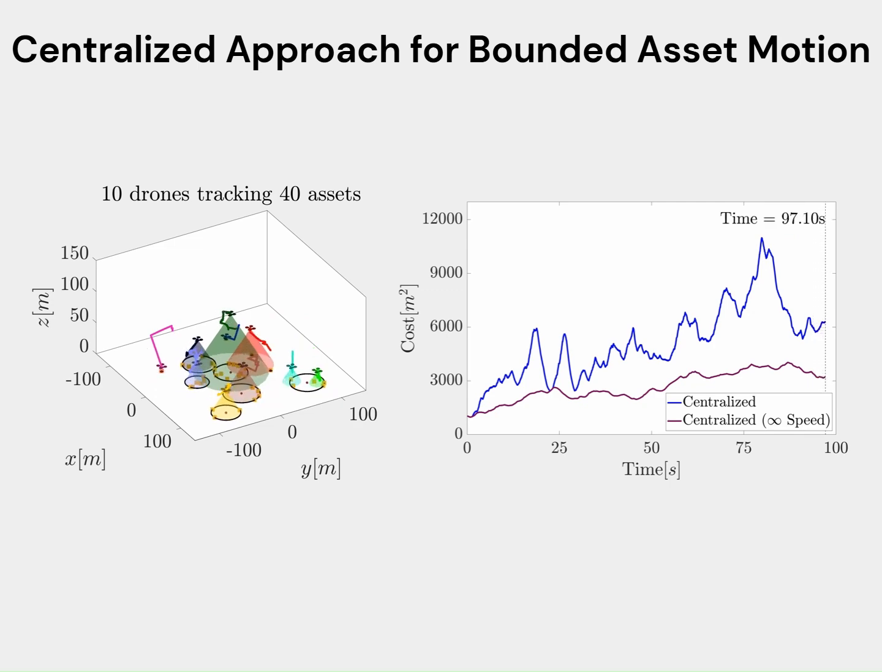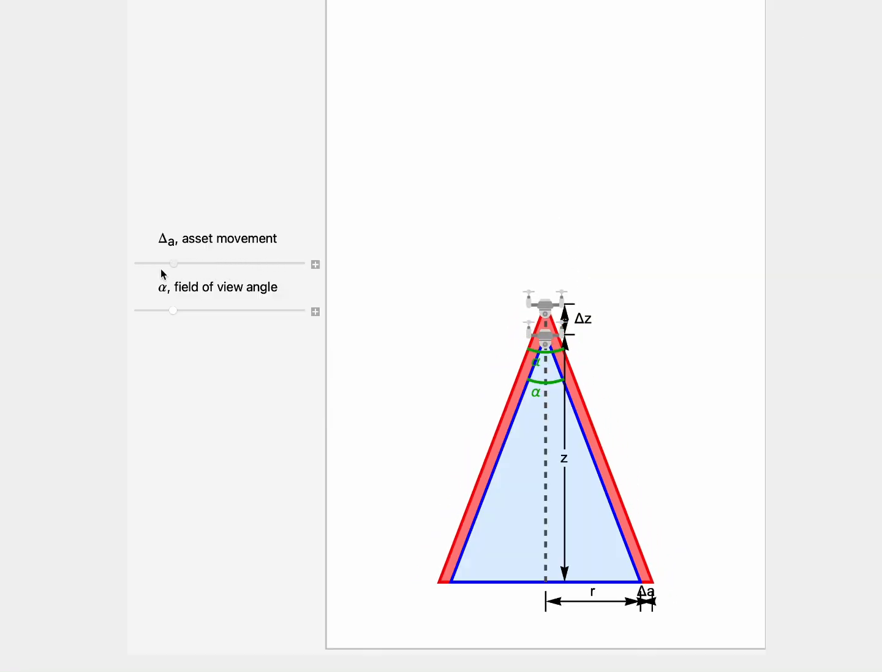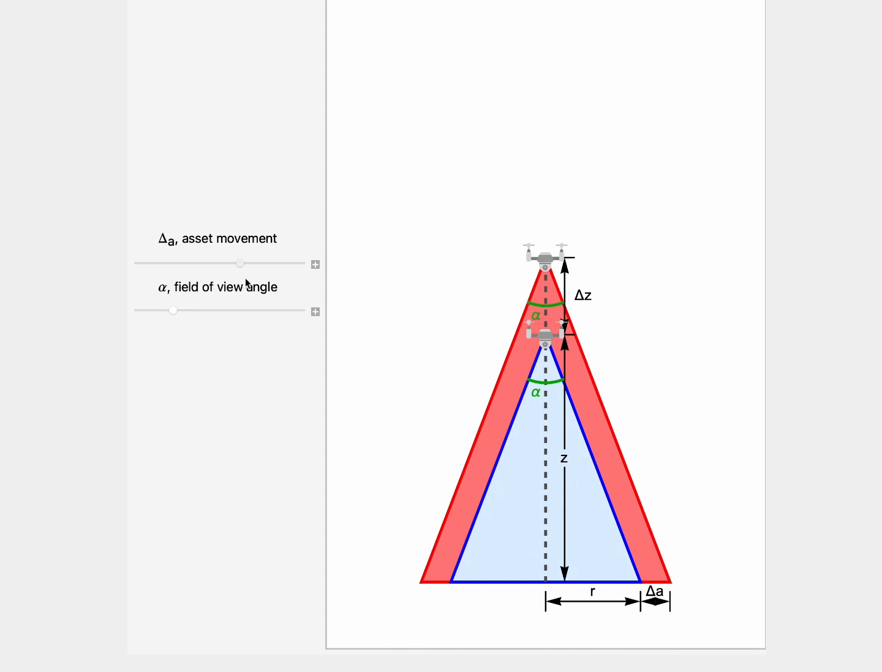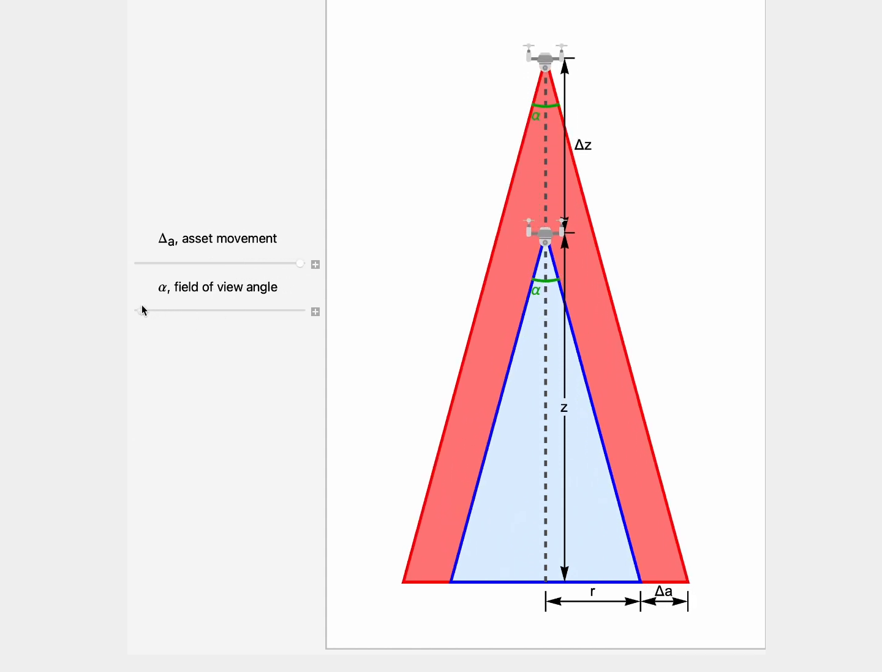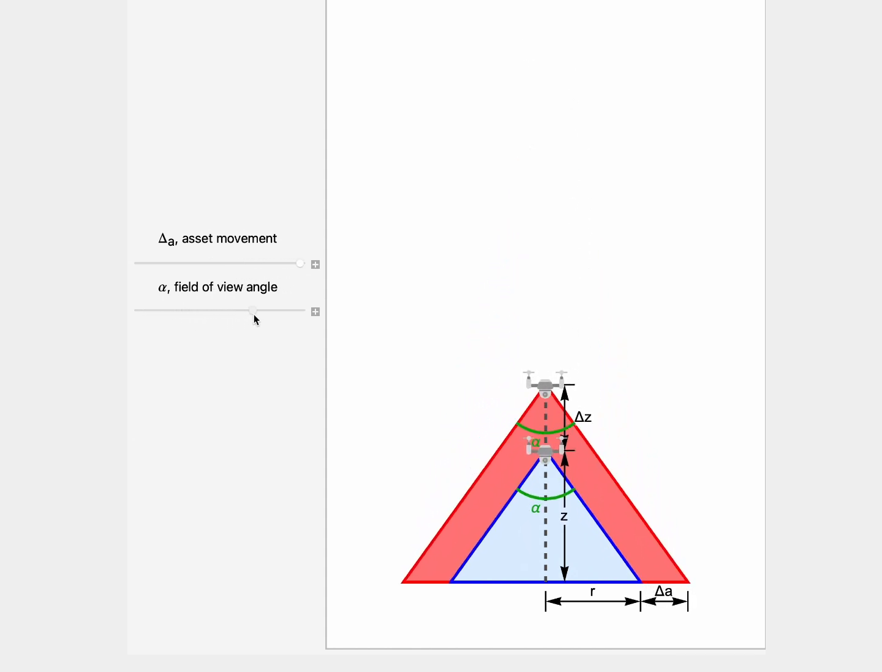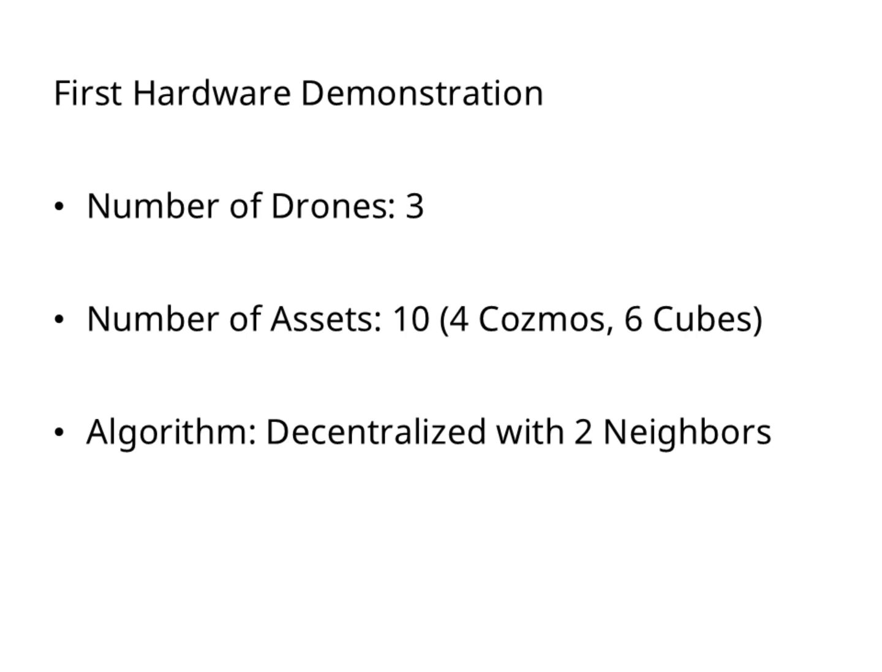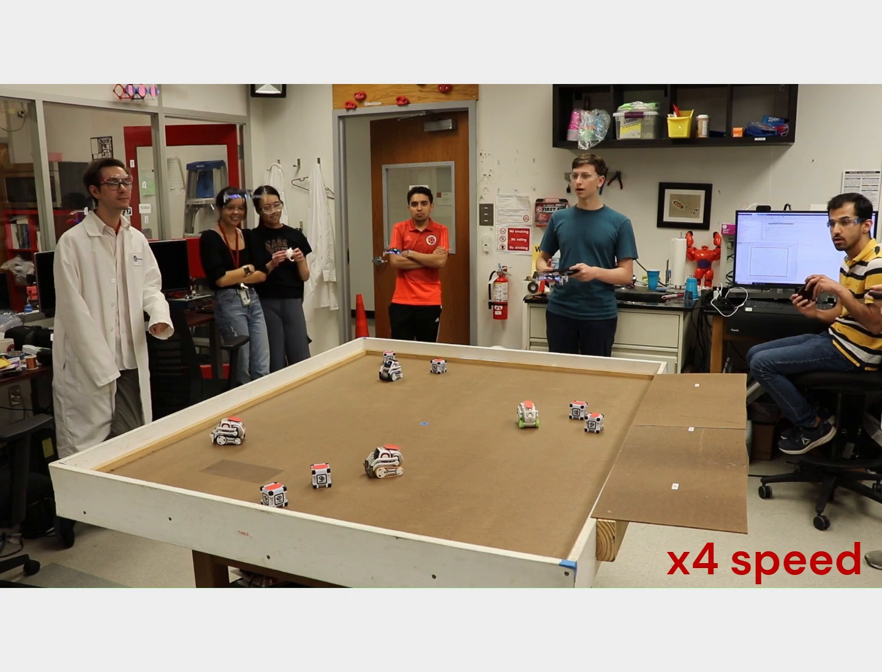We can guarantee continuous coverage as long as each drone's vertical speed is larger than the fastest asset velocity divided by the tangent of half the drone's field of view angle. Our paper compares both centralized and decentralized approaches for assigning drones to assets.